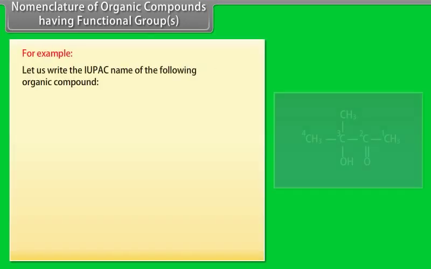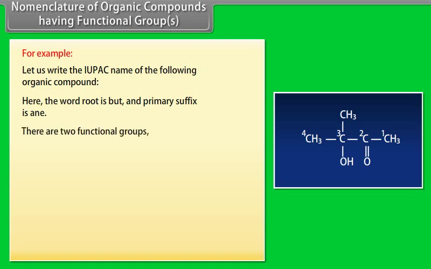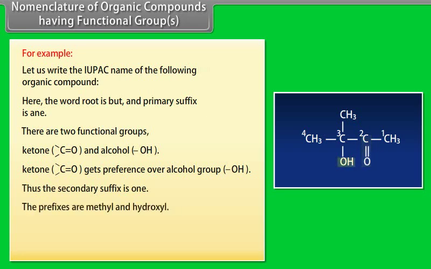For example, let us write the IUPAC name of the following organic compound. Here, the word root is but, and the primary suffix is ane. There are two functional groups, ketone and alcohol. Ketone gets preference over the alcohol group. Thus, the secondary suffix is one. The prefixes are methyl and hydroxy. Thus, the name is 3-hydroxy-3-methylbutan-2-one.